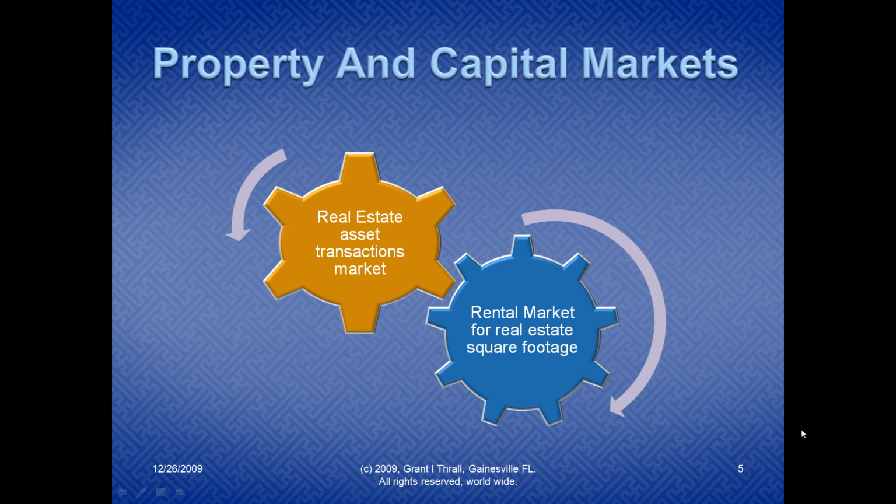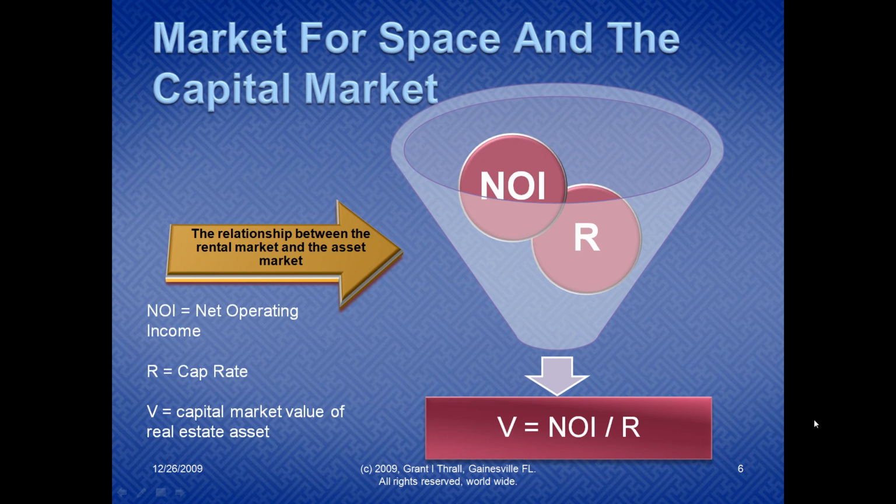Property and capital markets are like gears that are meshed. We have the real estate transaction market and the rental market for real estate square footage: the market for space and the capital market. The relationship between the rental market and the asset market depends upon the net operating income and the cap rate, and together their ratio becomes the capital market value of the real estate asset.